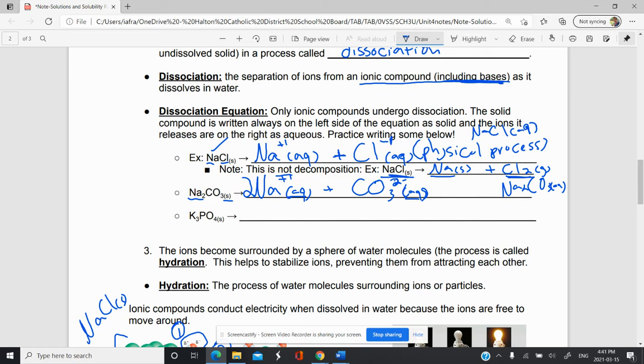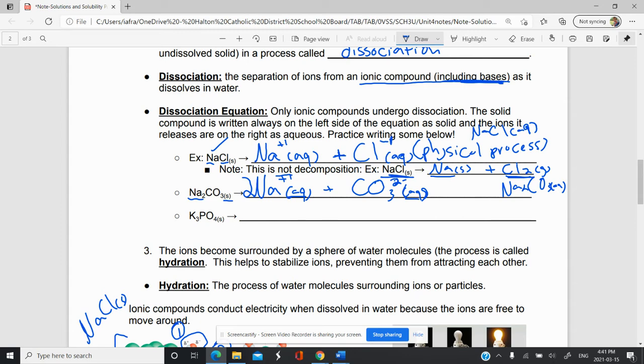And you can probably guess that the water, for example, for the Na and the CO3 here, the hydrogens would surround the carbonate, and the oxygens would surround the sodium, because partial positive is attracted to negative, and partial negative is attracted to positive.